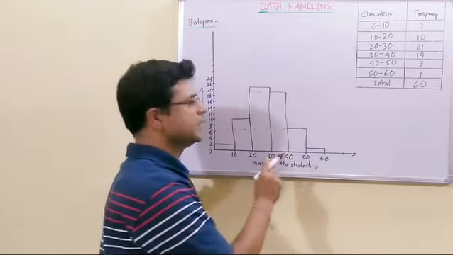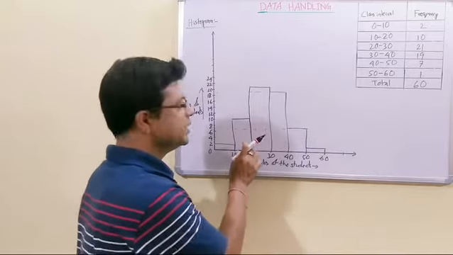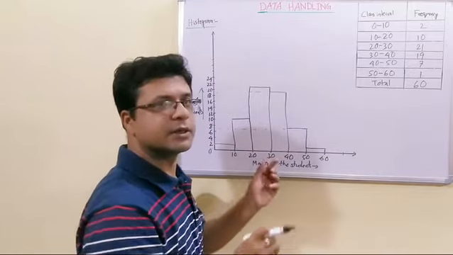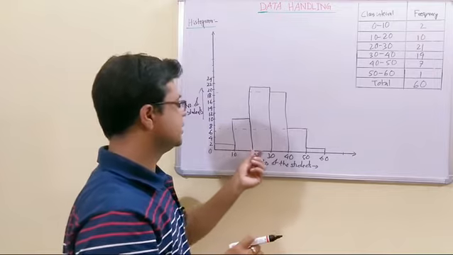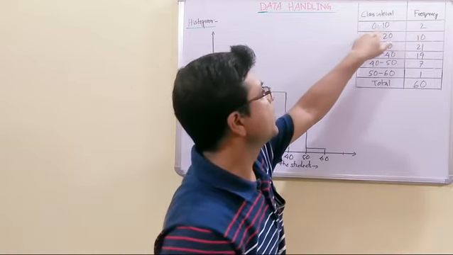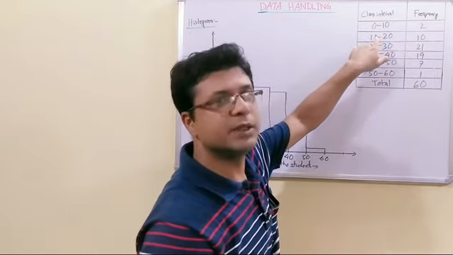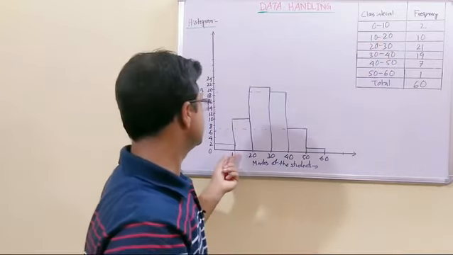In this way we can represent a histogram. In a bar graph, what happened? In the bars there was some gap, but here the bars are together. Okay, as there is no gap here, 0 to 10, next is 10 to 20, there is no gap. So here also there will be no gap.